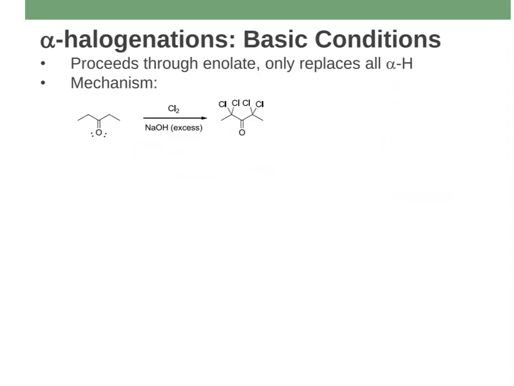So for basic conditions, alpha halogenation, we're going to proceed through the enolate. So we're flat out going to deprotonate and make an enolate, right? Notice again in that previous slide, we had the enol. I never had the enolate. I never had something that was fully negative. And what we're going to see in this one is it's going to replace all of those alpha hydrogens. They're all going to get replaced. And again, we're going to see why here in a sec.